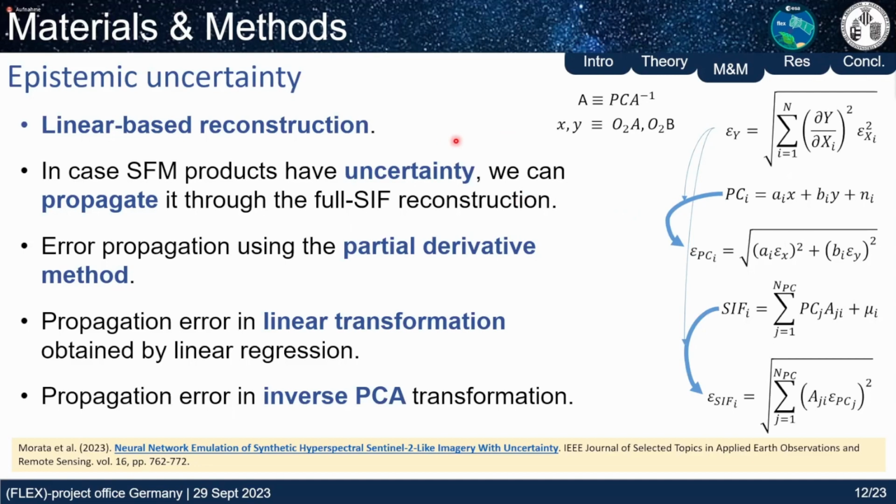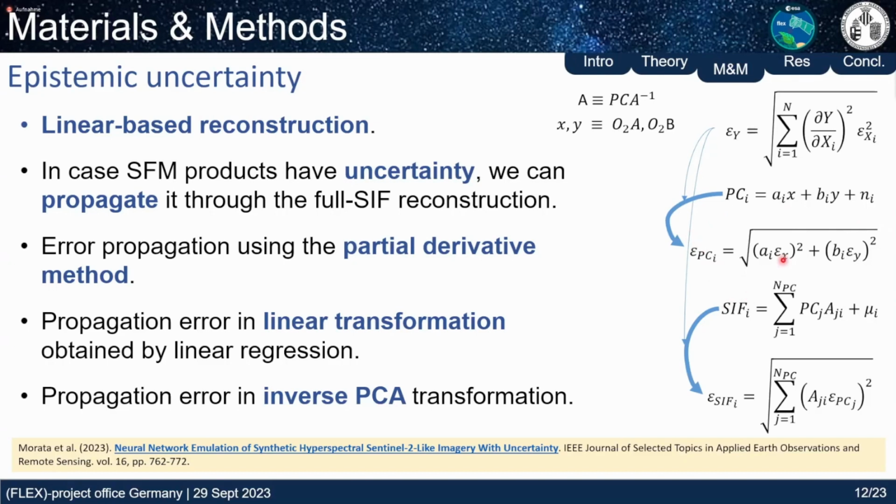Now let's explain a bit the uncertainty propagation. All these transformations are based on linear reconstructions. We can propagate it easily using the partial derivative method. So the first step, where we obtain the linear transformation to get the principal components from the A and B values, we can propagate the uncertainties in A and B through the principal components, and we obtain that the uncertainties of the principal components are given by this formula.